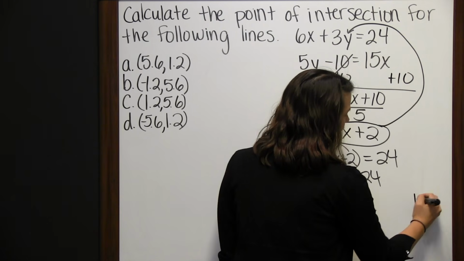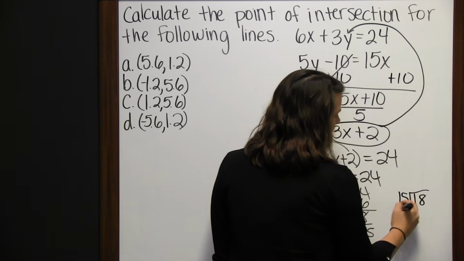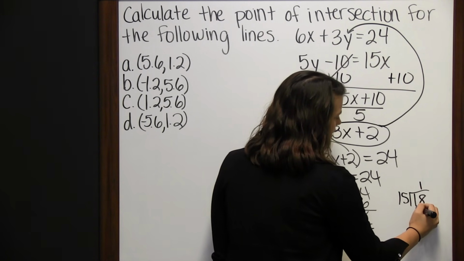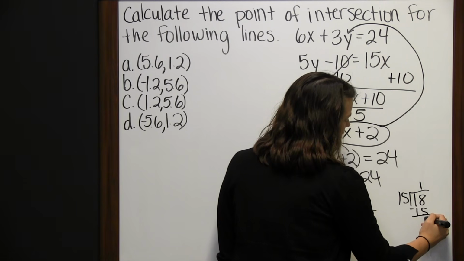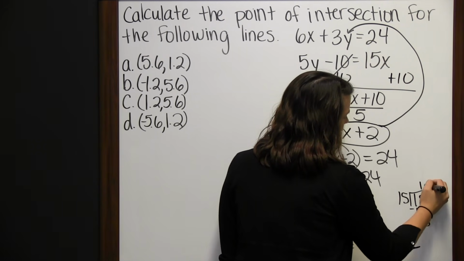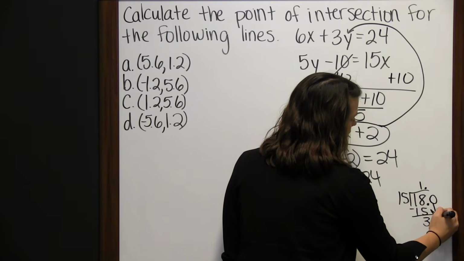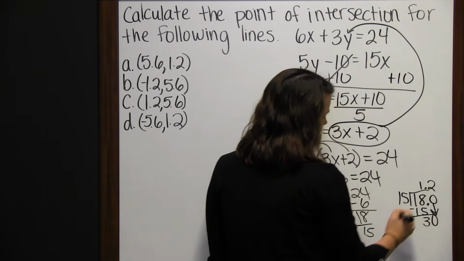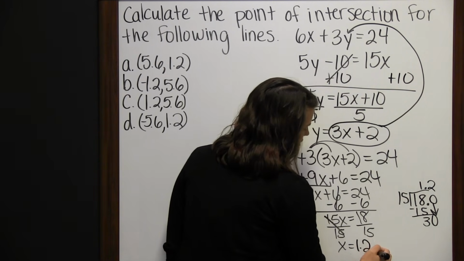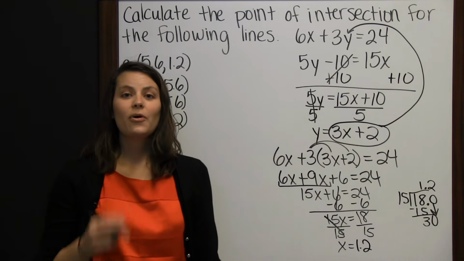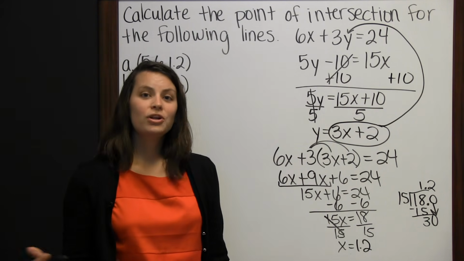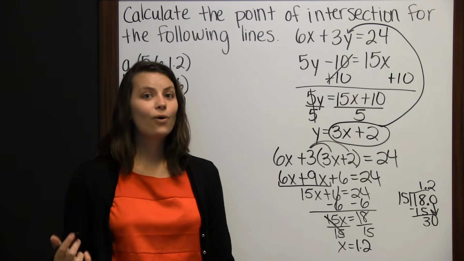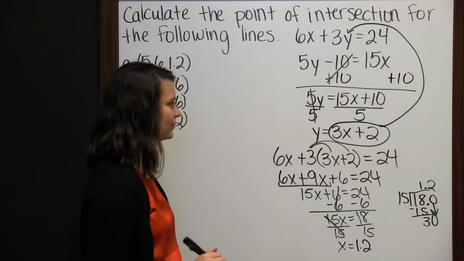We can do that right over here. 15 goes into 18 one time. That's 15. Subtract and you get 3. Add a decimal and a 0. Bring it down. And 15 goes into 30 two times. So 1 2/10. Now we're halfway there. And once you find x, it actually gets a whole lot easier to find y.